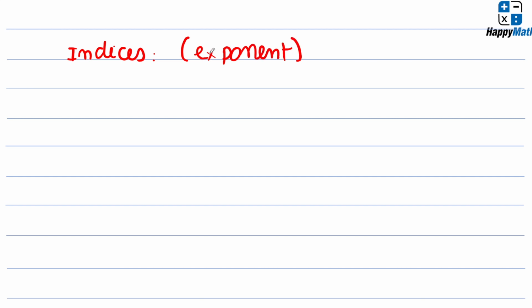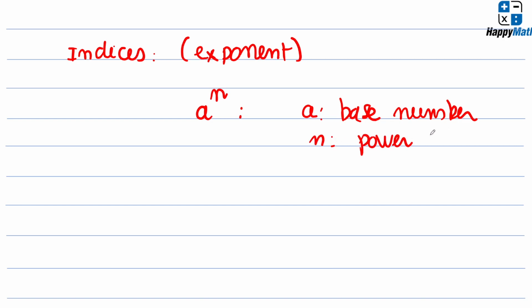The exponent you will see a lot in algebraic expression for simplification, and the basic fundamental theorem about exponents is the form of the power number. You already know the base form: a to the power of n. The number a we call the base number, and the number n we call the power number. There are some arithmetic operations about the power number, and we will learn them in this video.